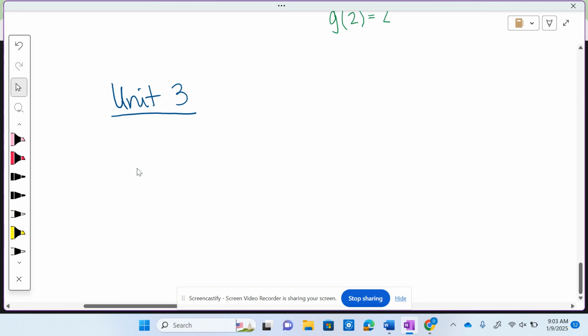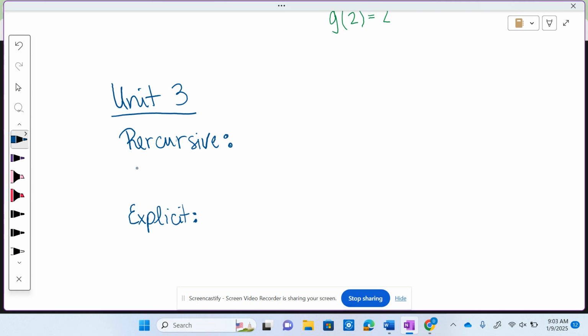We wrote down the explicit and the recursive form the other day. It's on your warm-up or on your sequence packet. Someone needs to get that. Recursive and explicit. Actually, I'm going to stop right here. This is on your sequence packet that I just did with you. We wrote down the recursive formula and the explicit form, and when you use the recursive and when you use the explicit. Do you guys remember that?